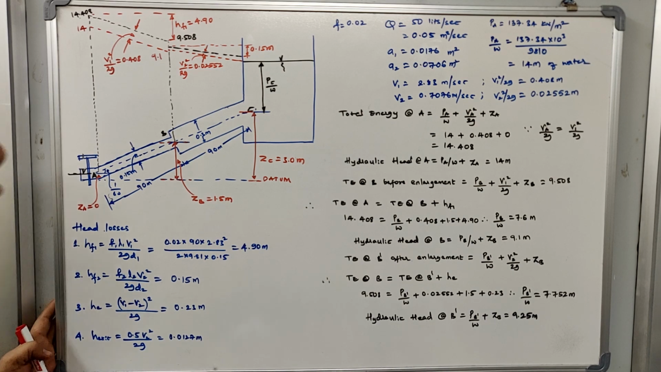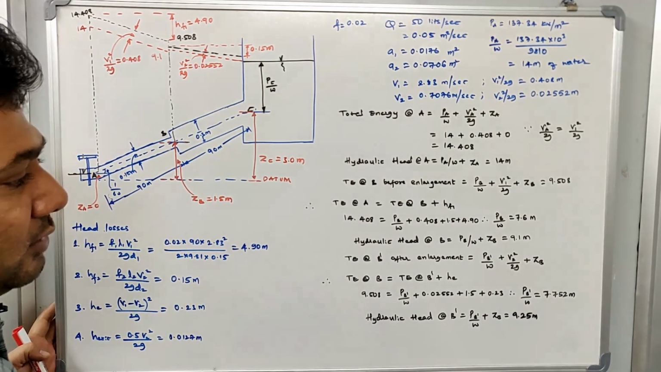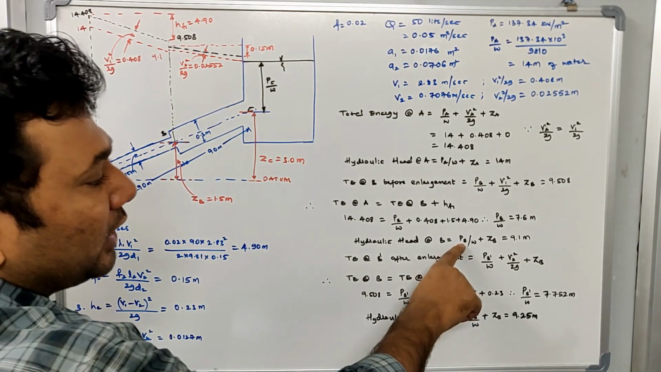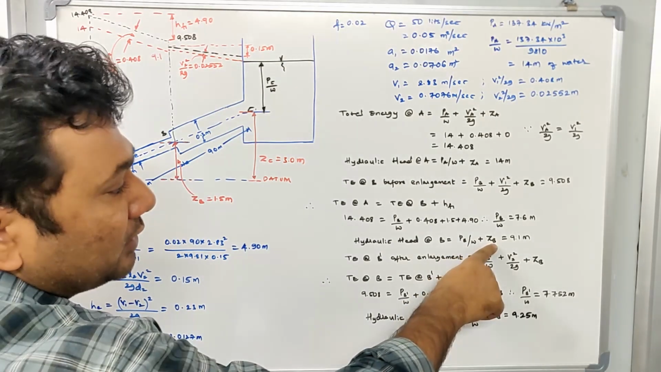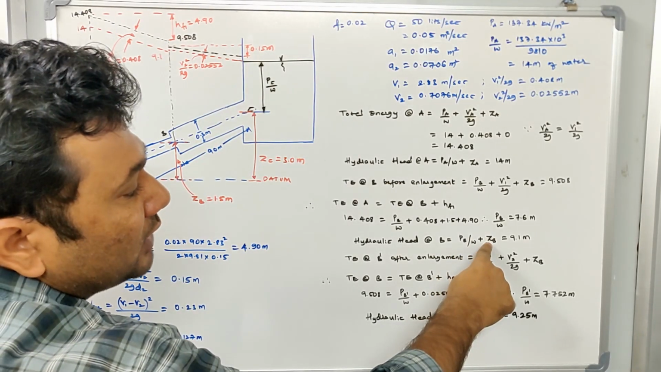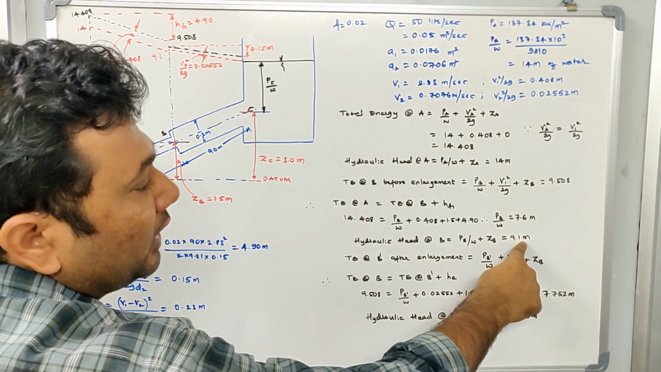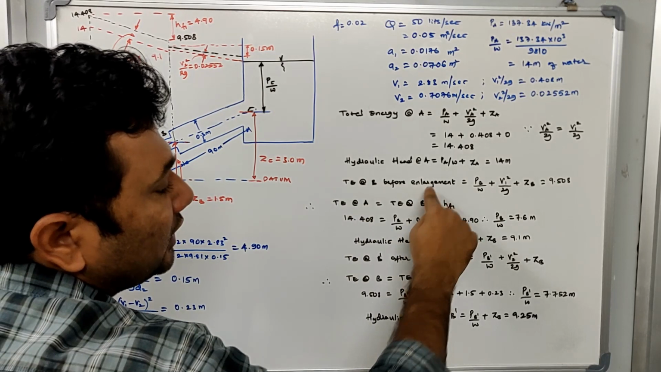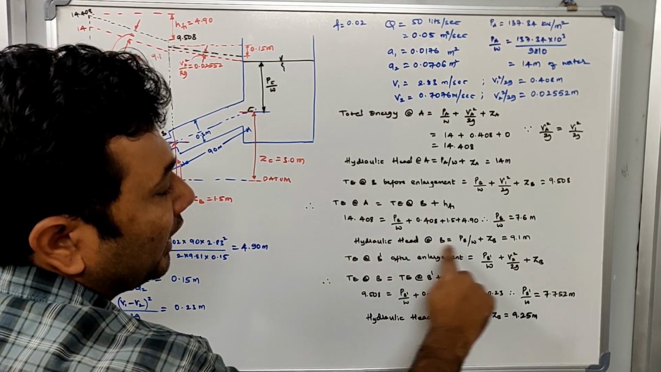Now let us calculate how much is the hydraulic head at B, which is before enlargement. So here it will be again PB by W plus ZB. Okay, we need to neglect the velocity head. So PB by W plus ZB is equal to 9.1 meter. Right. So we calculated how much is the total energy, and we have also calculated how much is the hydraulic head.